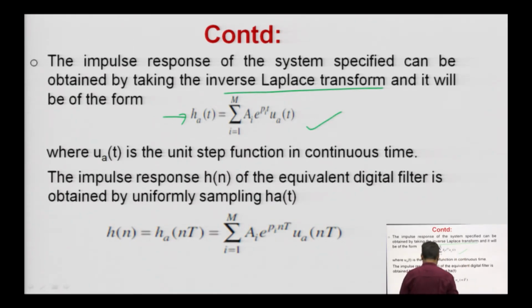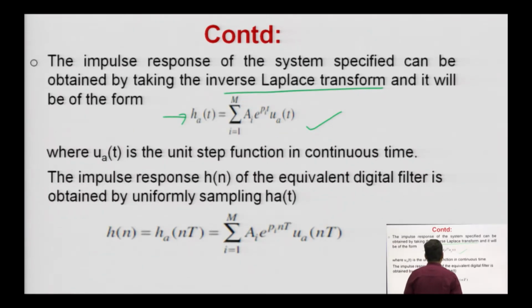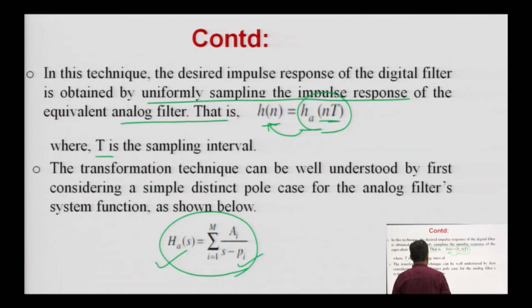If you take its inverse Laplace transform, A_i upon this, so that will be e to the power. Obviously, it will be the summation from i = 1 to m of A_i into e to the power p_i t into u_a(t). I associate u_a(t) here because we are dealing with IIR.